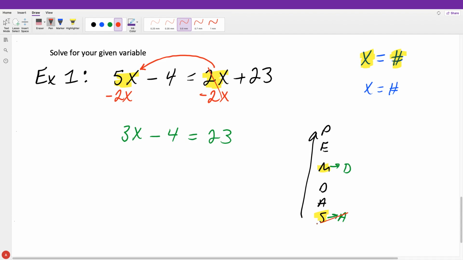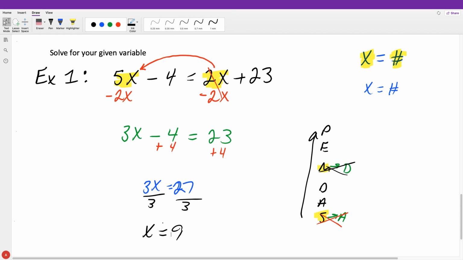I need to get rid of my subtraction first, so that means I will add 4 to both sides. Then I get 3x is equal to 27. And then I need to get rid of my multiplication through division, so I'll divide each side by 3. And x is then equal to 9. So make sure you're writing x is equal to 9. If you just say 9, you're not telling me what your variable is equal to. So make sure you're writing it x is equal to 9.